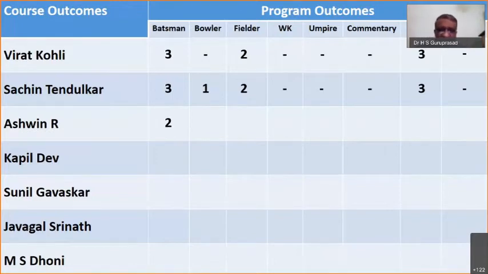Ashwin cannot be mapped to an extent of 3. He is a little batsman. 1 or 2 is okay. Ashwin to bowler. Mapping from Ashwin to bowler. 3. Yes, 3. Most of you are telling 3. Ashwin is a good spinner. Ashwin to 3. Very good. Ashwin to fielder. 2. Okay, 2. Some of you are telling 2. Okay, no problem. Ashwin to wicket keeper.